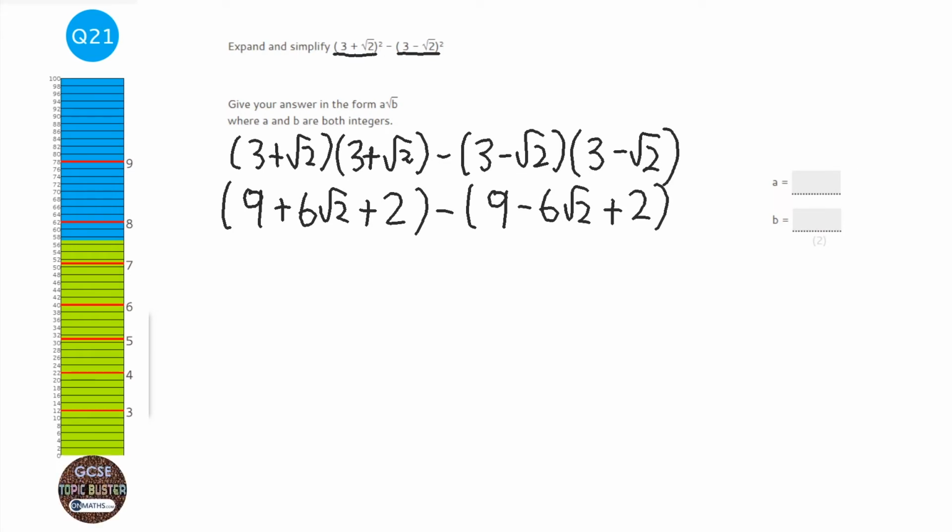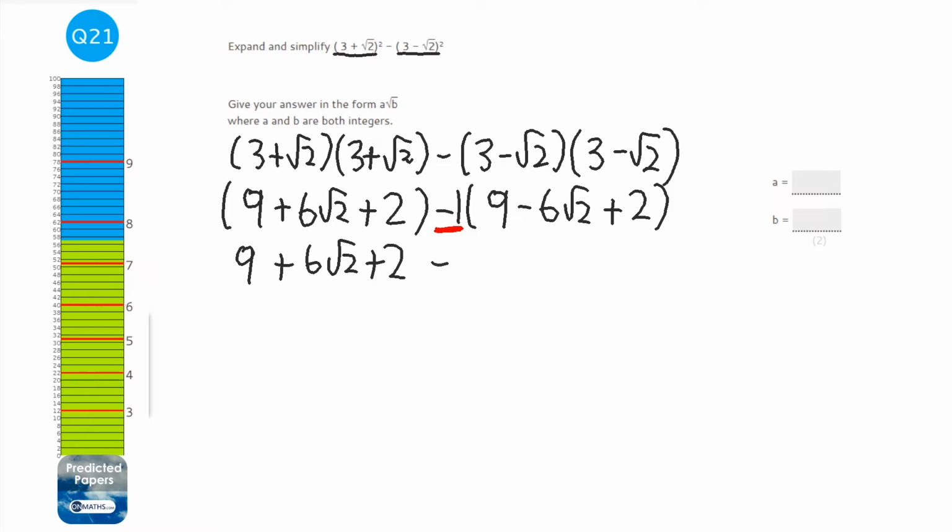Now, the reason I kept them in brackets is because this is really important. There's a minus 1 there, and it means we've got to multiply everything in the second bracket by minus 1. So the first bracket's unaffected, so we're just going to get rid of the brackets there. Don't need to worry about that. But the second bracket, I need to times everything by minus 1.